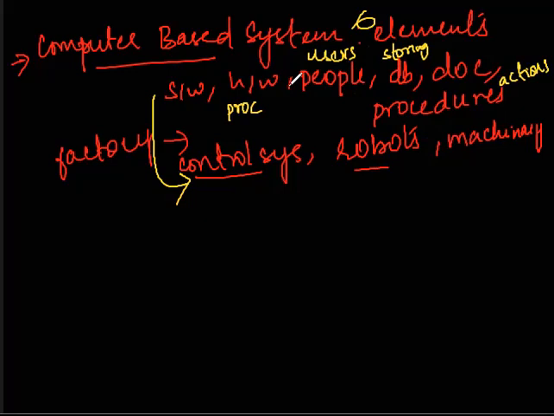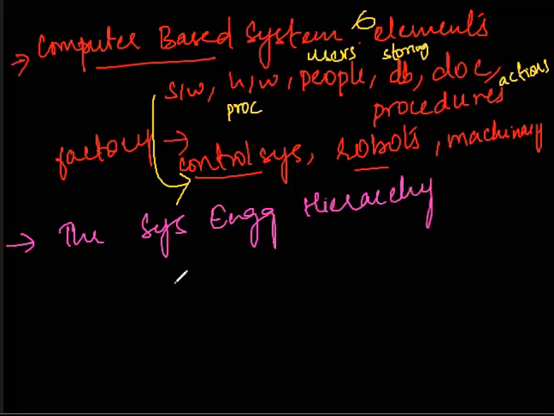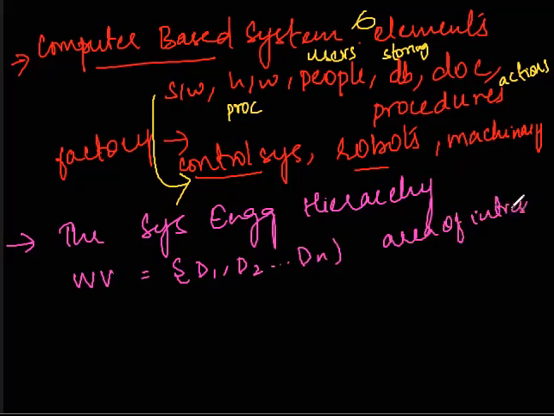Within the second part, we have studied the system engineering hierarchy. Now within the system engineering hierarchy, we have studied the worldview, the domain view, element view, and component view. The worldview is going to have different domains. Domains are your area of interest. Examples of areas of interest were finance, marketing, manufacturing.